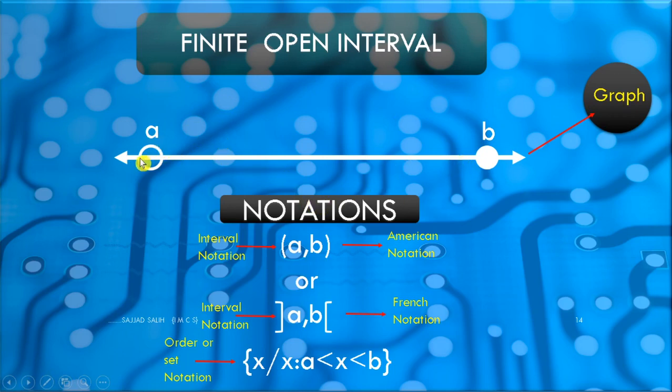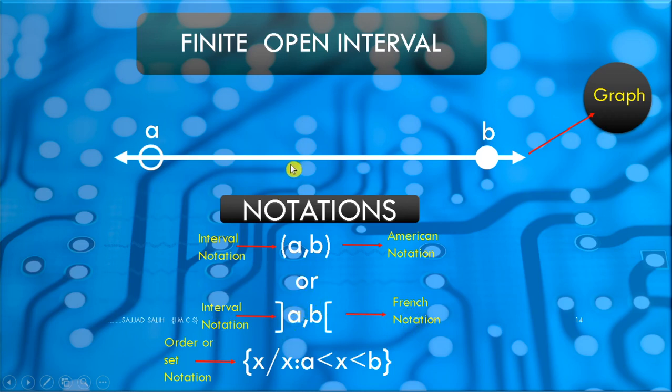If we have a point A and a point B, and all the points between them are in the interval, and the endpoints A and B are not involved in this interval, then this is called a finite open interval. Here is our interval notation, (A, B), which we define as an open interval. This bracket notation is the American notation, first used by American mathematicians, and there is also the French notation used in mathematics to define intervals.